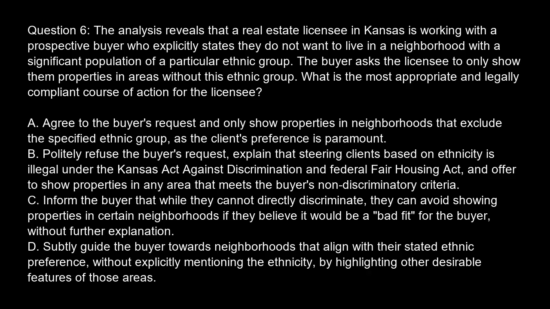Option C. Inform the buyer that while they cannot directly discriminate, they can avoid showing properties in certain neighborhoods if they believe it would be a bad fit for the buyer, without further explanation. Option D. Subtly guide the buyer towards neighborhoods that align with their stated ethnic preference, without explicitly mentioning the ethnicity, by highlighting other desirable features of those areas.